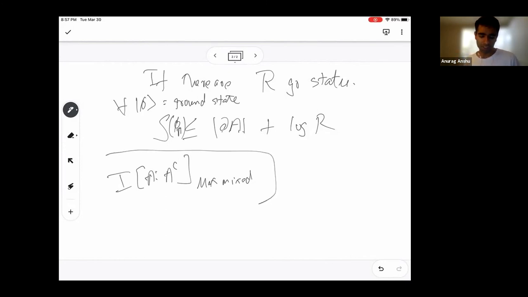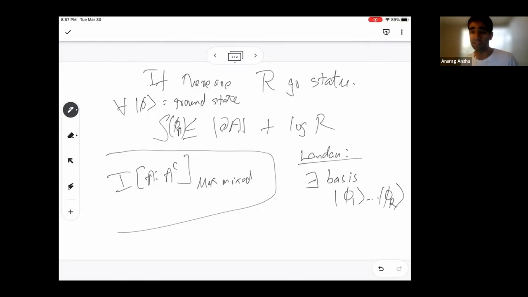Also, there's a conjecture around, because of Zeph, which is that there's a basis phi 1 through phi r. It doesn't even have to be an orthogonal basis, but any basis such that log r is not needed: the entropy of phi i A is less than the area bound.